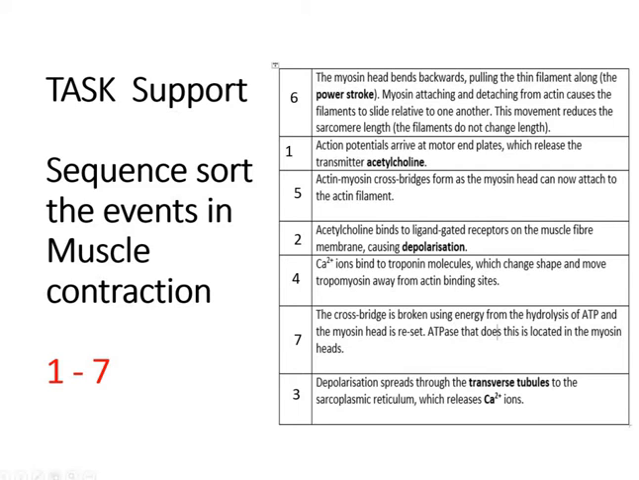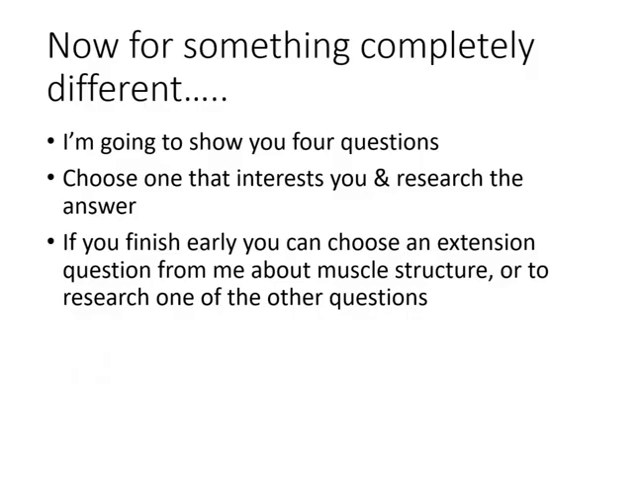And then number 7, the cross bridge is going to be broken using the hydrolysis of ATP to ADP and the phosphate group. Okay, that's mostly it. So if you can get that, you should be pretty happy. So, or ignore that, sorry.